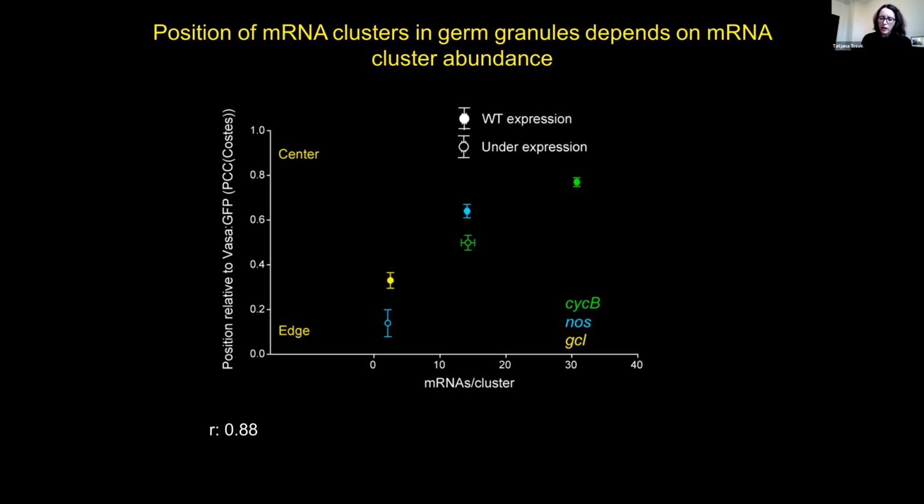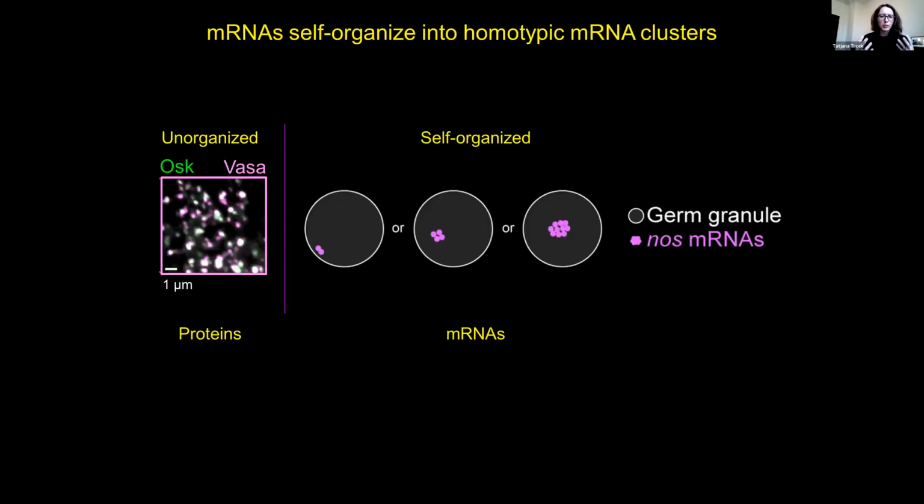In a converse experiment, we then increased the expression of GCL. When we did that, embryos formed more abundant GCL clusters, and now these clusters were pushed towards the center of the granule. So clearly, within this unorganized protein environment, in vivo, these mRNAs have a capacity to self-organize and even determine their own position within the granules by themselves in an mRNA concentration dependent manner.